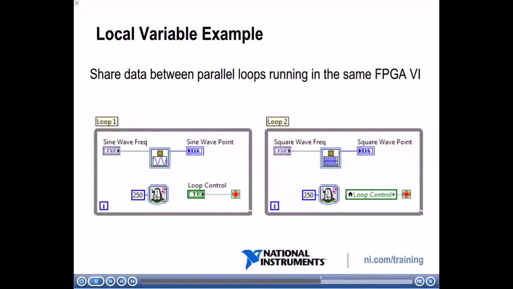So here we see a local variable example. Here we have two parallel loops, loop 1 and loop 2, and the data that we're trying to share in this case is the value of the loop control. If we look at loop 1, we have the loop control boolean right there, and in loop 2, we've created a local variable to read the value of the loop control, and that way we're able to stop both of the loops at the same time.